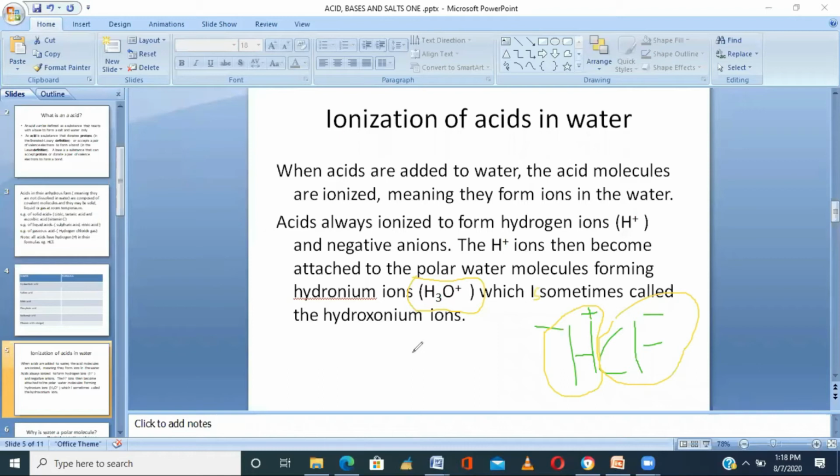Forming the hydronium ion, which is sometimes called the hydroxyonium ion. However you want to enunciate that word. Are we clear there? Any questions there?